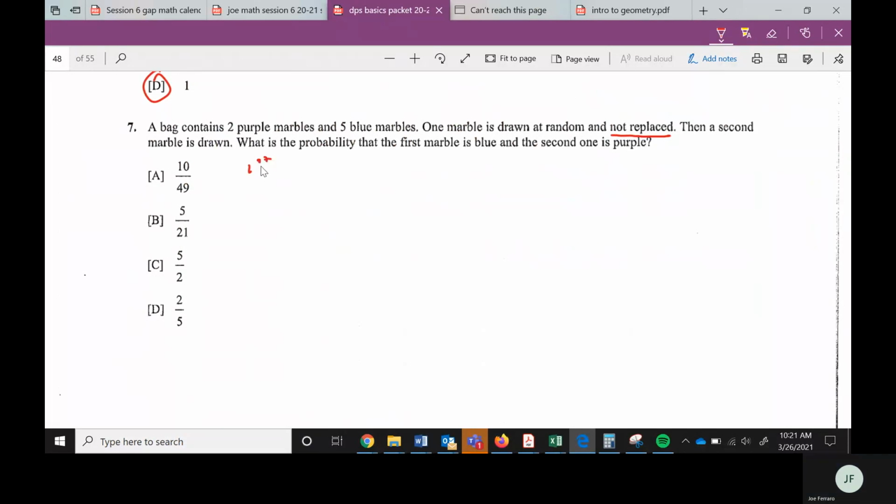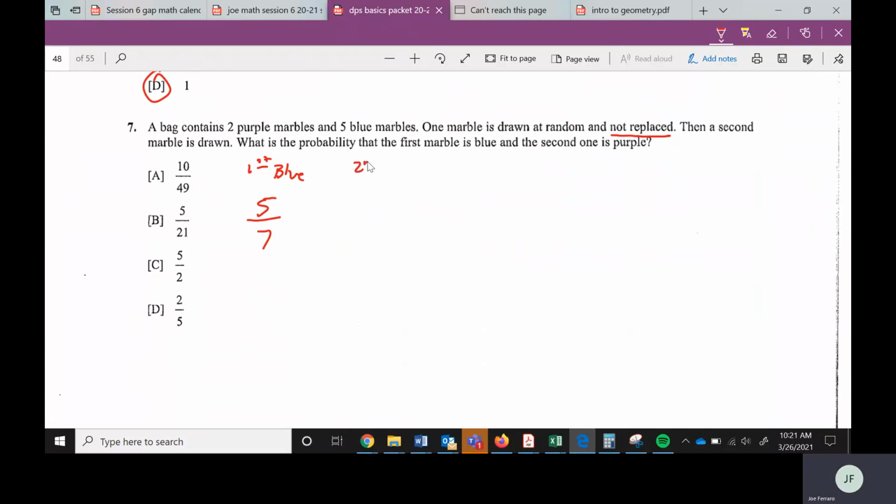So first blue. So again, we have to find the total. So 2 purple, 5 blue, that's 7 total marbles. What's the probability that the first one is blue? 5/7.